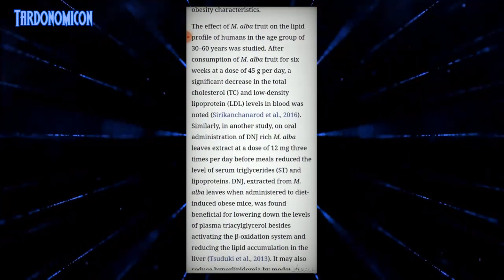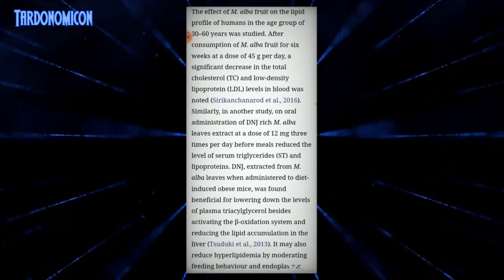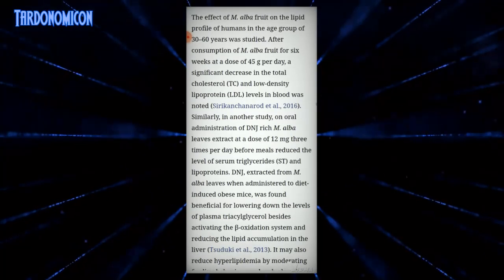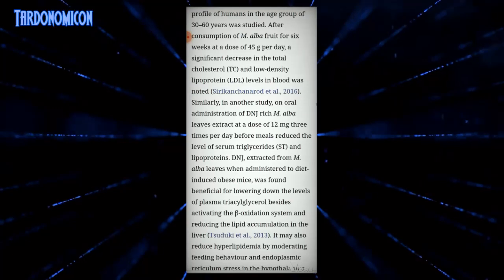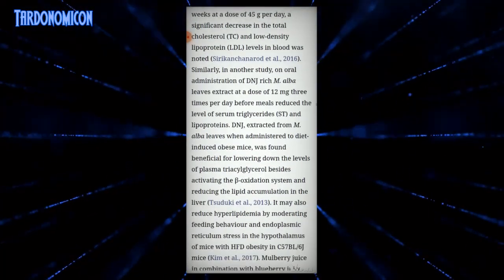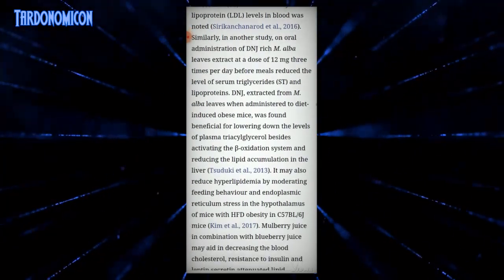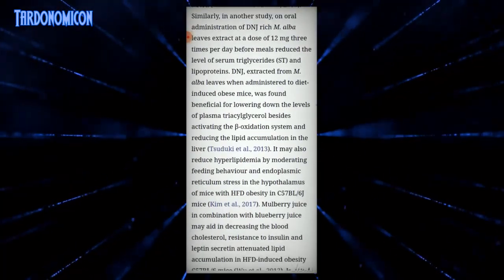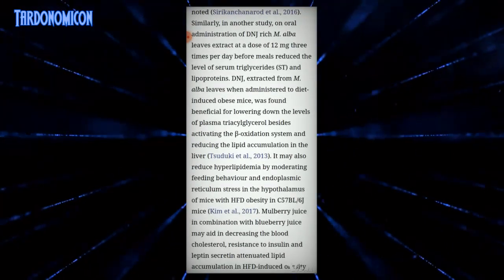A significant decrease in total cholesterol and low-density lipoprotein, in particular the quote-unquote bad cholesterol levels in the blood, was noted. Similarly, in another study, oral administration of the leaf extract at a dose of 12 milligrams three times per day before meals reduced it. So it's probably a capsule or tea. I don't know if it was double blinded or not, but if it was double blinded, it was most likely, I would say, a pill.